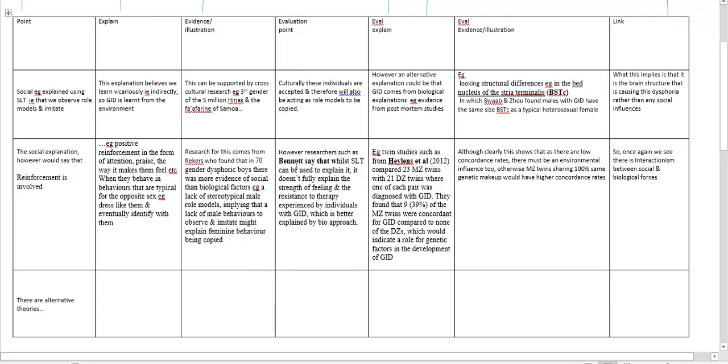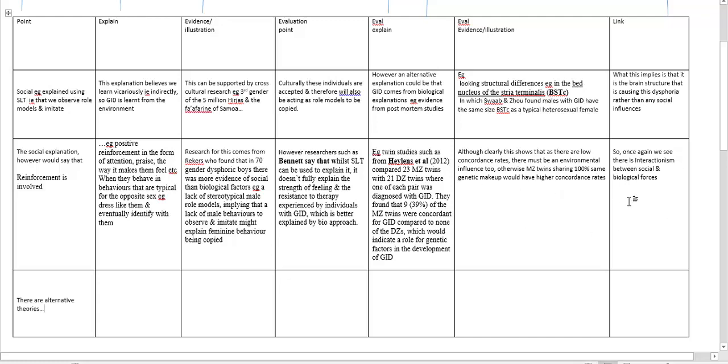However, researchers like Bennett say, whilst SLT can be used to explain it, it doesn't really fully explain the strength of feeling and the resistance to therapy experienced by those people with GID, which is better explained by perhaps the biological approach. And then we bring in our biological as an alternative, perhaps, a little bit of evidence. And although clearly it shows that there are low concordance rates for this, so there's got to be an environmental influence as well. But you know, MZ should have 100% if it's all genetic, and clearly we haven't got that.